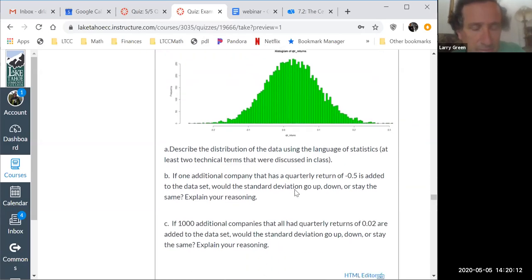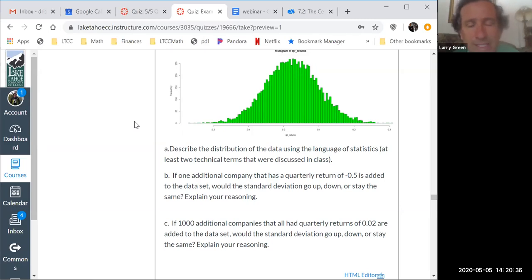Okay, B: if one additional company with a quarterly profit of negative 0.5 is added. Negative 0.5 is way over to the left. Do you see that? Negative 0.2 is already beyond most of the data. Negative 0.5 is a very strong outlier.